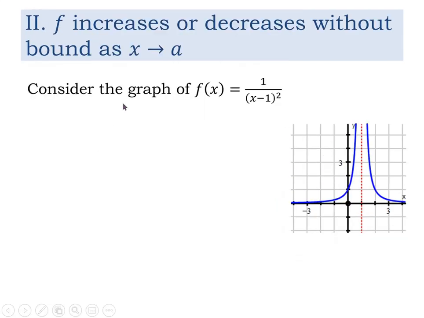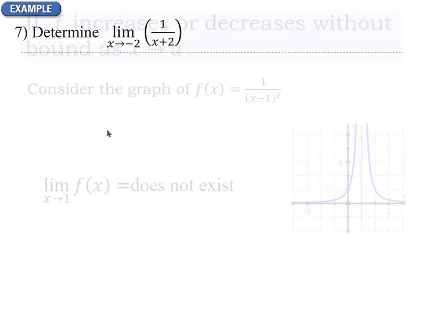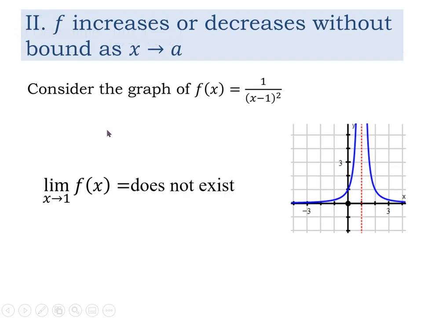Here's an example of a situation where the function increases without bound. This is the function 1 over (x minus 1) squared. You've got a vertical asymptote there, and as you approach 1 from the left and from the right, it goes toward infinity, and so that limit does not exist either. I should say the limit as x approaches 1 does not exist. Other limits in that function do exist.